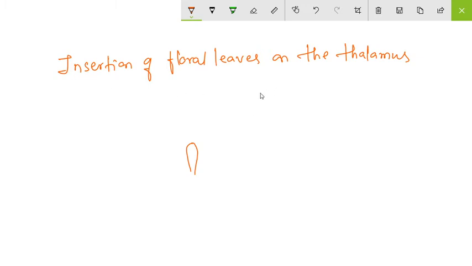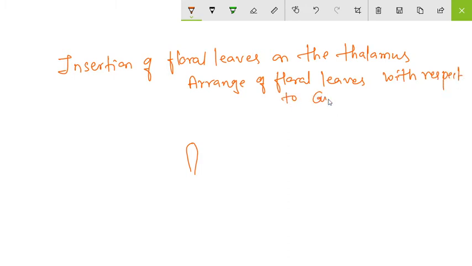So based on the relative position of these whorls, or the mode of insertion of the sepals, petals and stamens, or you can say the arrangement of floral leaves with respect to the gynoecium on the thalamus.